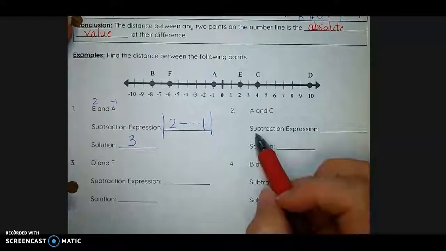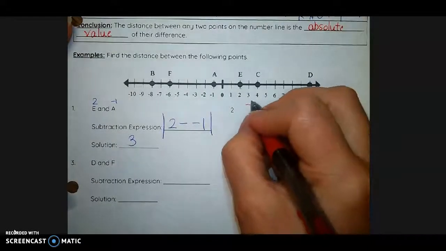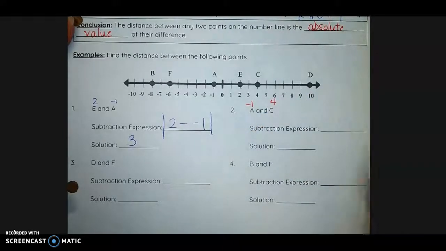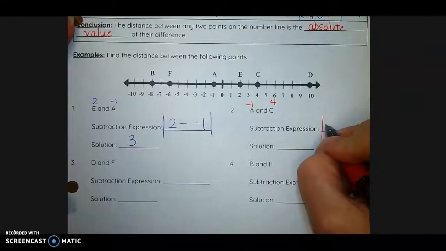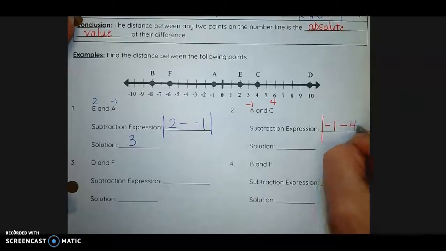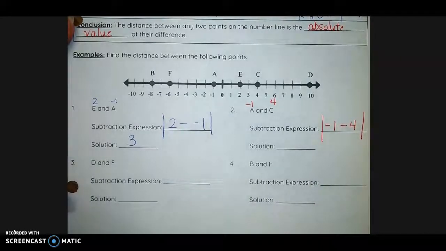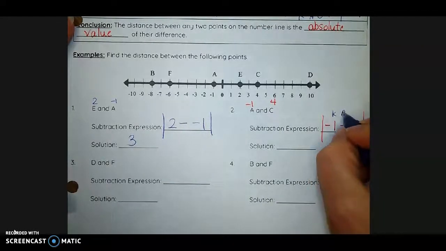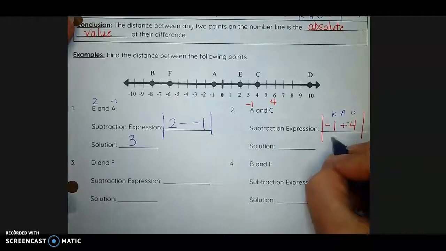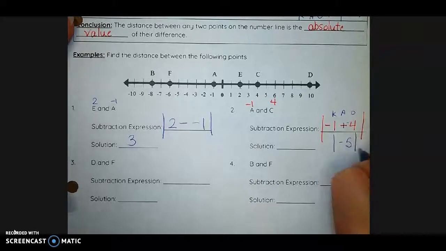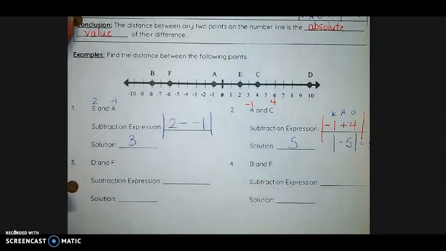Let's take a look at A to C. So A is -1 and C is 4. So my subtraction expression is going to be -1 minus 4. So in order to solve that, I'm going to go keep, add, opposite. So I have the absolute value of -1 plus -4, which is -5, and the absolute value of that is 5.